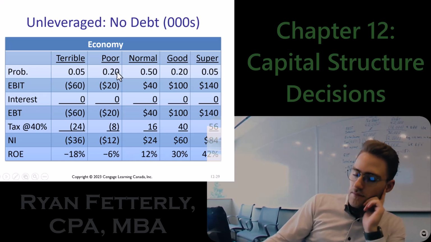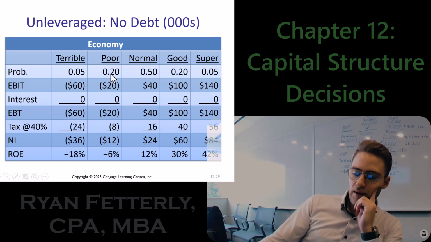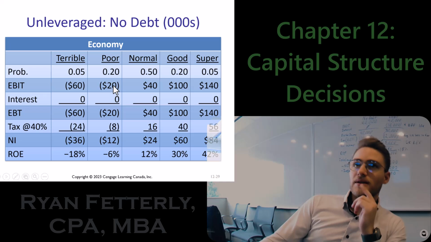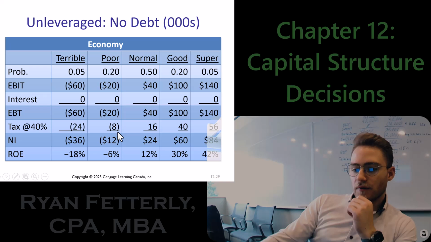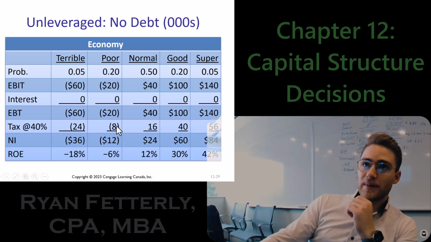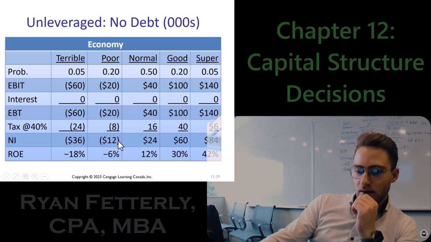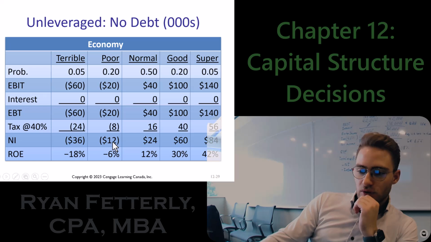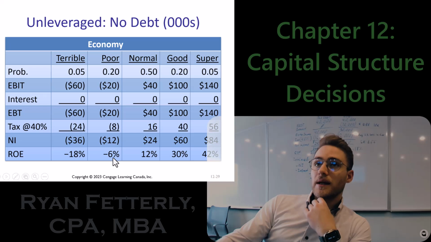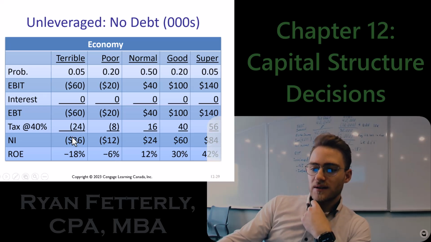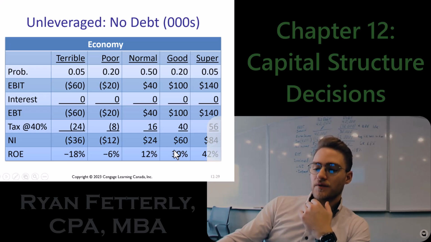But say in a bad year, or a poor year, there's a 20% chance this happens. We have a loss, with earnings before interest and tax of negative $20,000. Therefore, in this case, we actually get taxed back on that loss, technically. So our net income is a loss of $12,000, and our return on equity is a 6% loss. And in a really bad year, our return on equity would be an 18% loss for the shareholders.